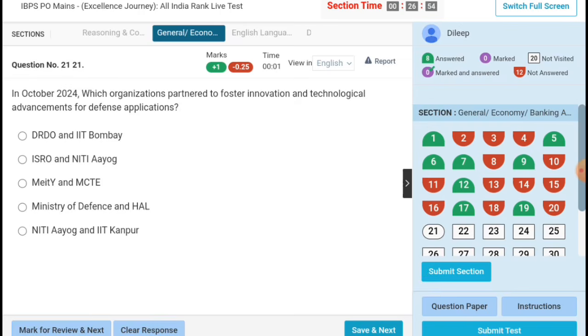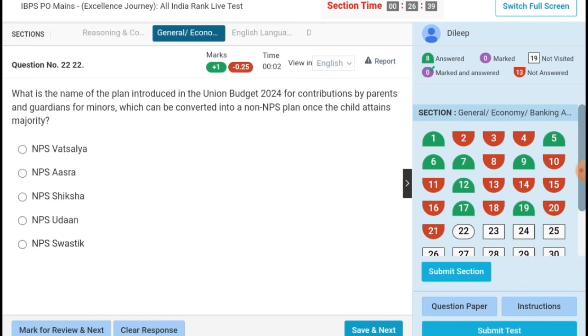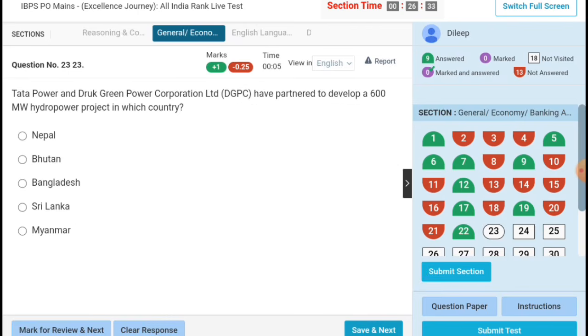Next, in October, Defense. I think Ministry of Defense and Hindustan Aeronautics Limited.